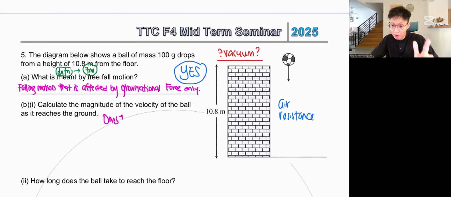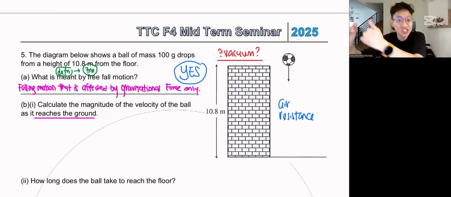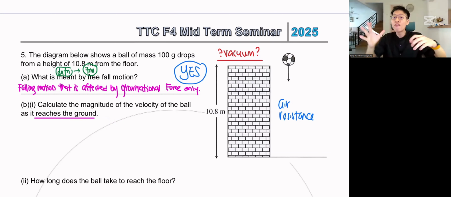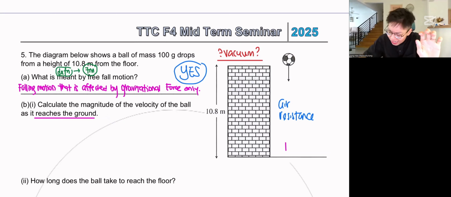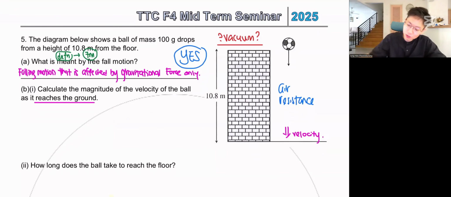Cannot. Remember, what they want is the velocity of the ball as it reaches the ground, not after it hits the ground. I want to find it when it reached the ground. So I'm looking for the last velocity before it touches the floor. So which means here I'm trying to find which alphabet, guys?